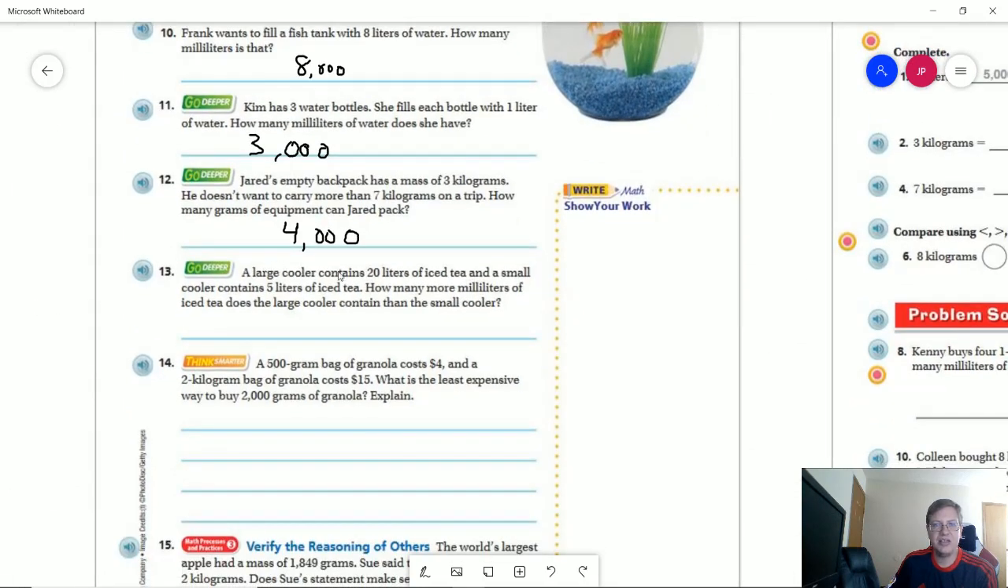Number 5, a large water cooler contains 20 liters of iced tea and a small cooler contains 5 liters of iced tea. We want to compare how many more milliliters, so we're going to have a 15 liter difference, and then converting that to milliliters, 15 times 1,000 would give us 15,000 milliliters.